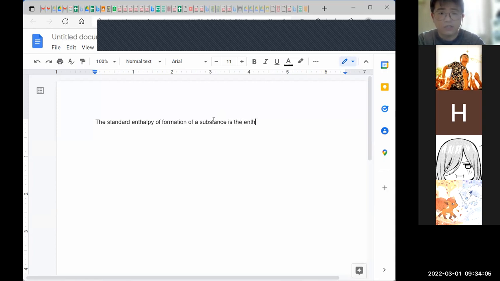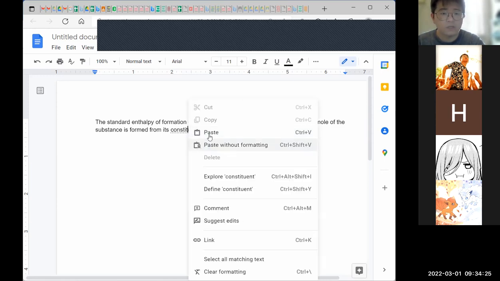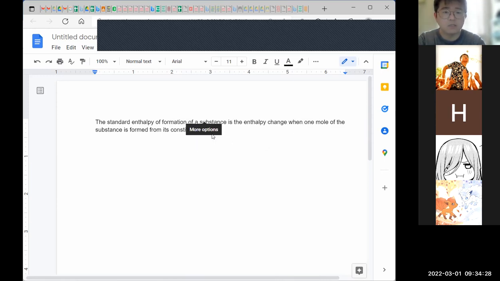is the enthalpy change when 1 mole of the substance is formed from its constituents. Okay, it's the constituent elements in their standard states under standard conditions.